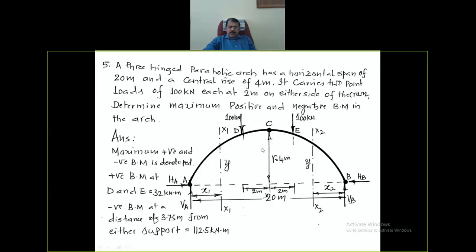Well, in this case, we used to get the negative bending moment also in the unloaded region, that is in between AD and in between the point EB. For calculating the bending moment at the unloaded point, we have to assume the section x1 at a distance x1 from the point A. Similarly, assume the section x2 at a distance x2 from the point B.